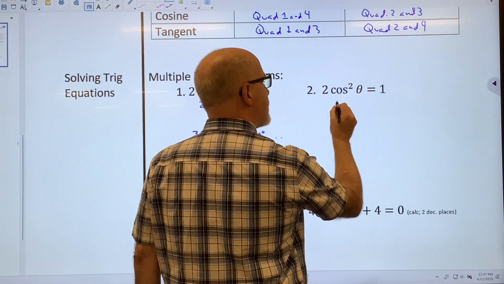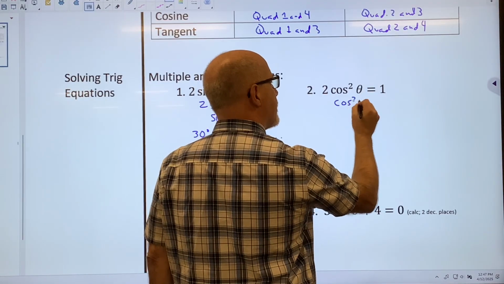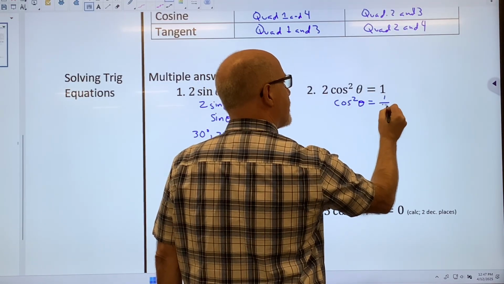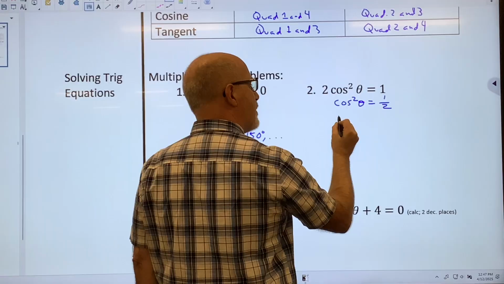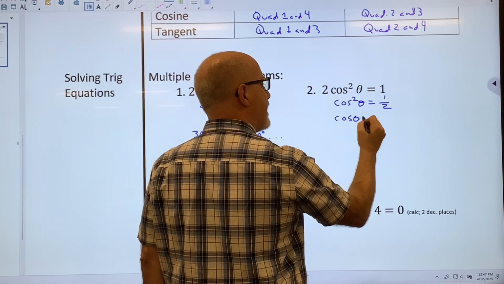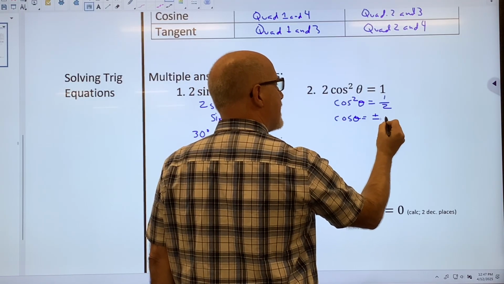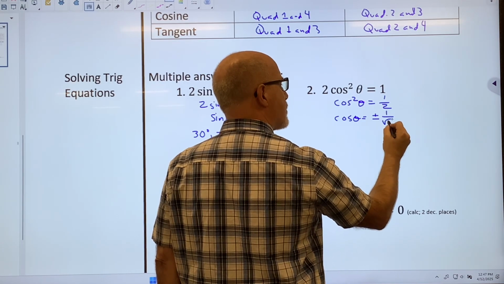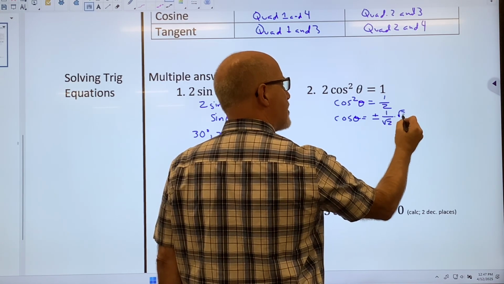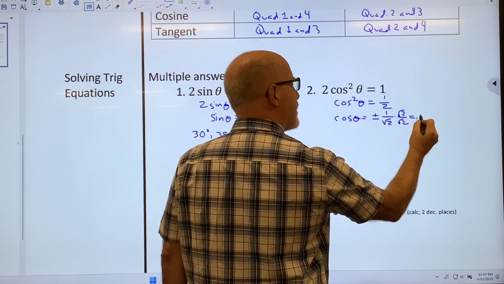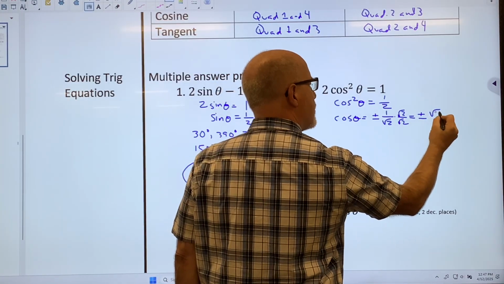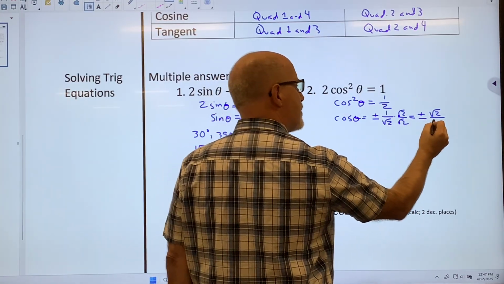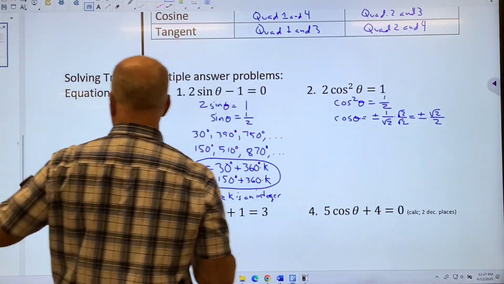Let's go ahead and divide both sides by 2, and then take the square root of both sides. So we get cosine theta equal to plus or minus the square root of 1, which is just 1, over the square root of 2. Let's rationalize that. So you get plus or minus the square root of 2 over the square root of 4, which is just 2. Let's look back at our unit circle.